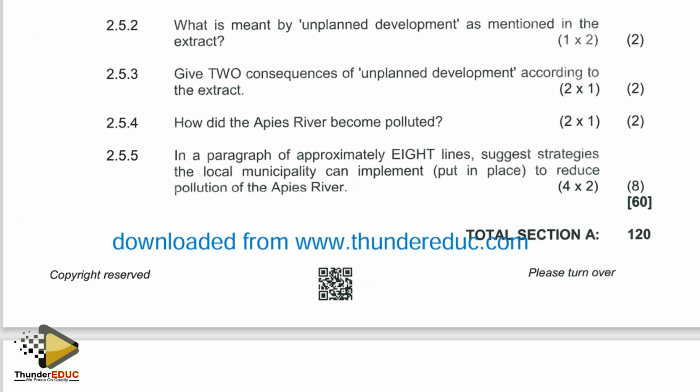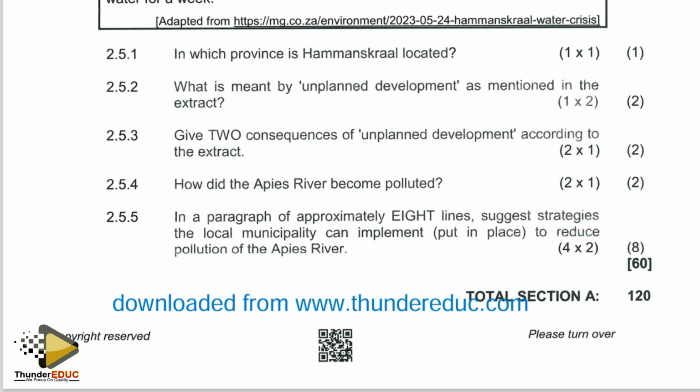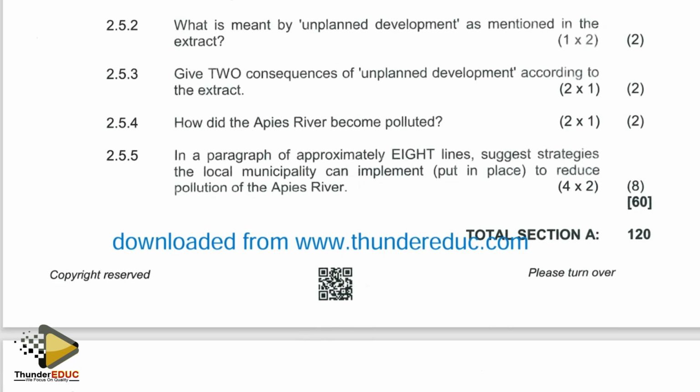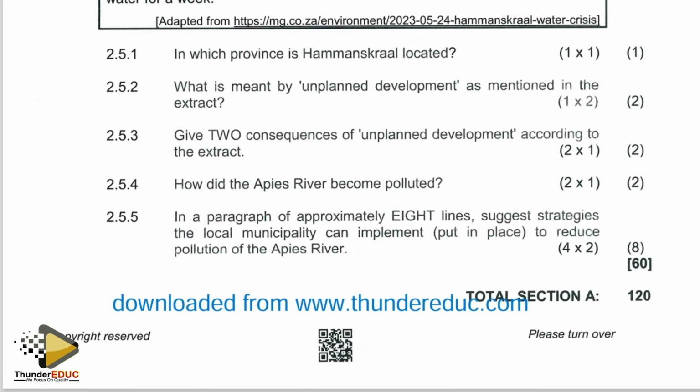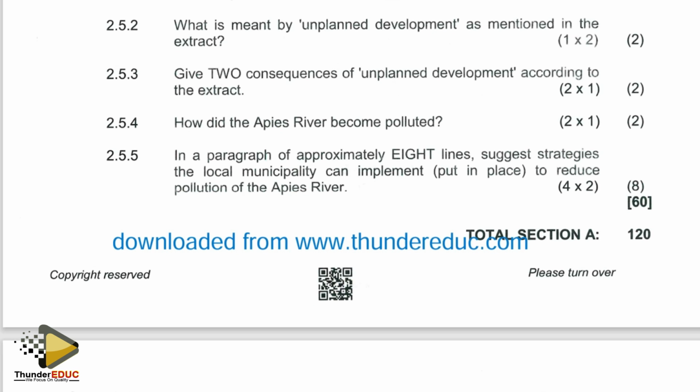Then give 2 consequences of unplanned development according to the extract. Right, the extract talks about there are frequent leaks in the water supply or in the sewerage systems. That is one consequence. Then the other consequence is disruption in water supply. Those ones are listed in the extract. It's just extraction. So it's frequent leaks and disruptions in water supply. Then we move on to the next one.